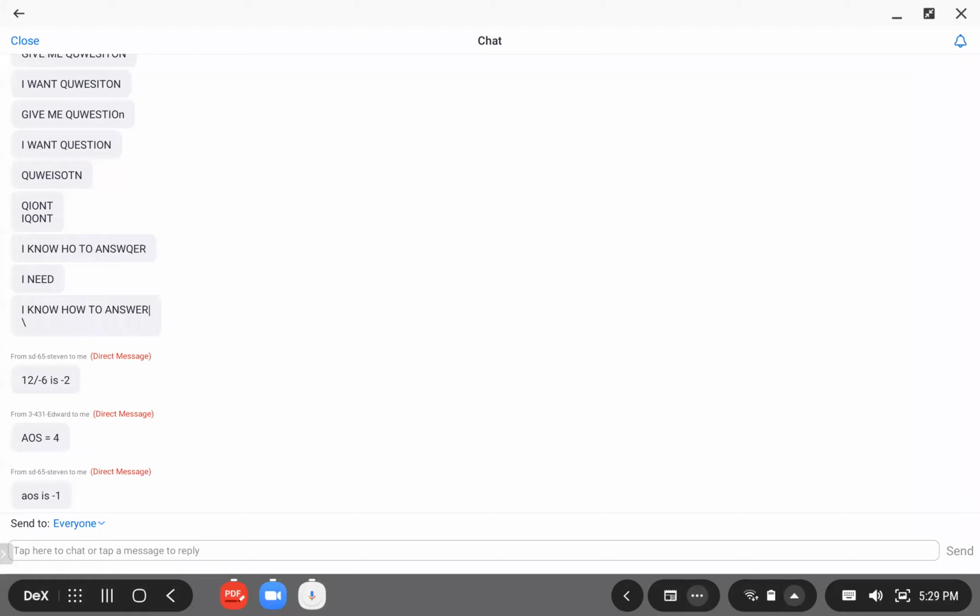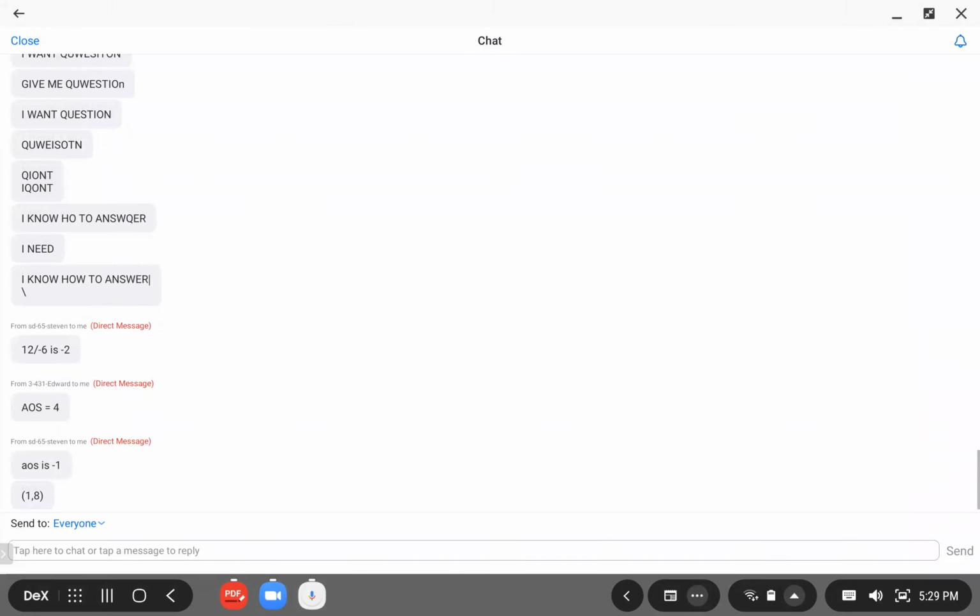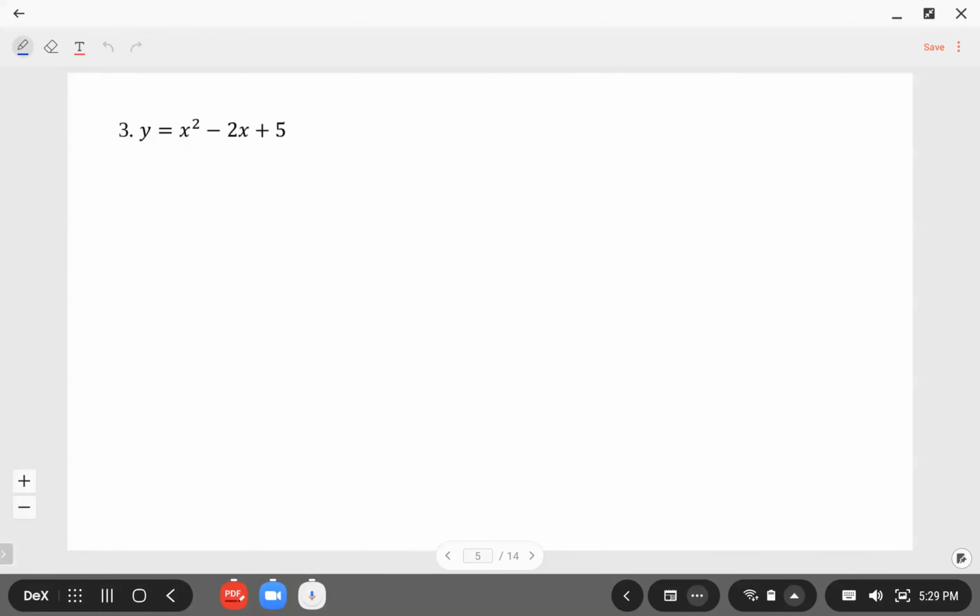We have two answers. The AOS is 4 or it is negative 1. Stephen is correct. And the vertex is also correct. Wow. Good job. Well, I don't know if the vertex is correct, but judging by the equation, it's probably correct.